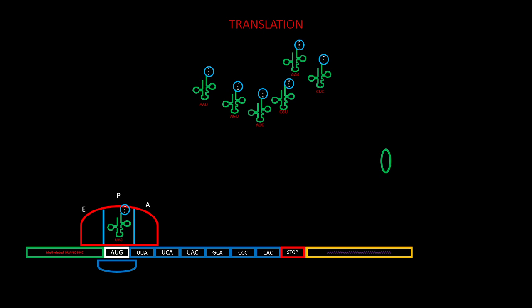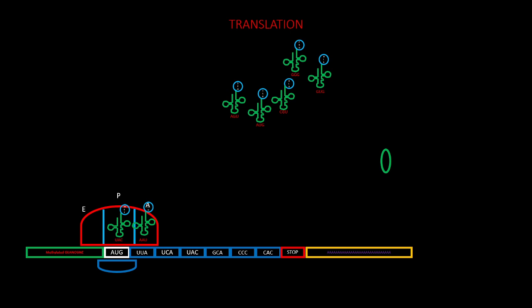At the same time, the A site of the larger unit of the ribosome is also sitting right above the next triplet codon of the mRNA, which is UUA. It means it can also receive another tRNA containing the complementary anticodon, carrying its designated amino acid. So let's see which comes here. You can clearly see that it's the tRNA containing the anti-triplet codon AAU, which is complementary to the UUA triplet codon of the mRNA, carrying a particular amino acid.